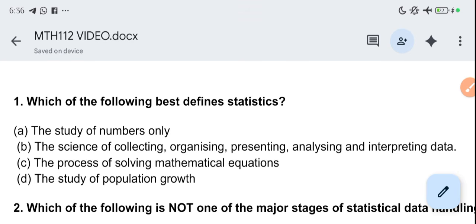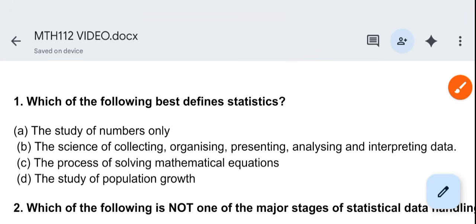For question 1, we have the following: which of the following best defines statistics? Now, one thing I should take note of about MTH112 is its uniqueness. The chances of you coming across these questions word for word is a little lesser compared to other courses. This is because the MTH112 department has a technique of paraphrasing questions. So understand the question, know the answers, because it can be paraphrased, so you don't get confused when you get to the exam.